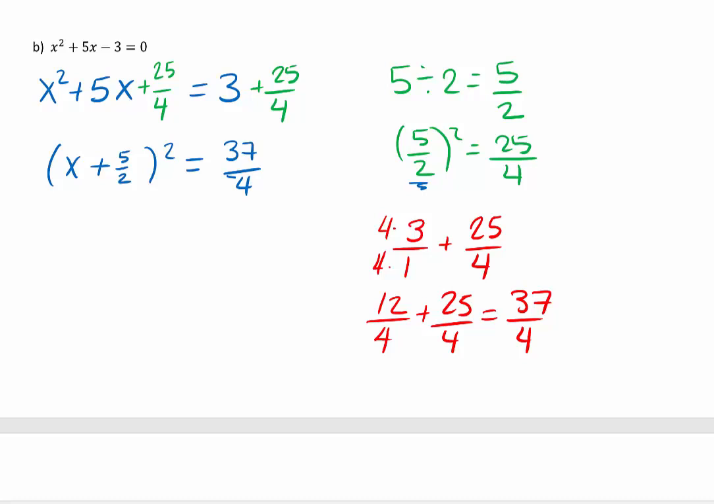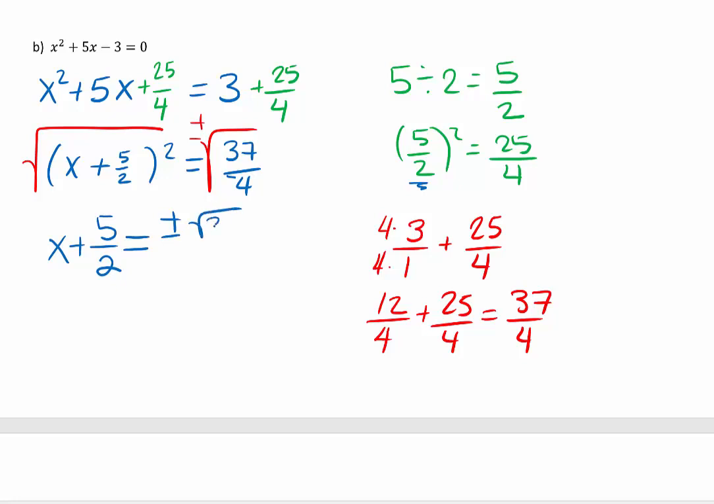All right, now we can get rid of the squared by taking the square root of both sides. Don't forget the plus or minus. That gives me x plus 5/2 equals plus or minus. And 37 is not a perfect square, so it stays inside that radical. But 4 is a perfect square, and the square root of 4 is 2, so that's just going to turn into a 2.